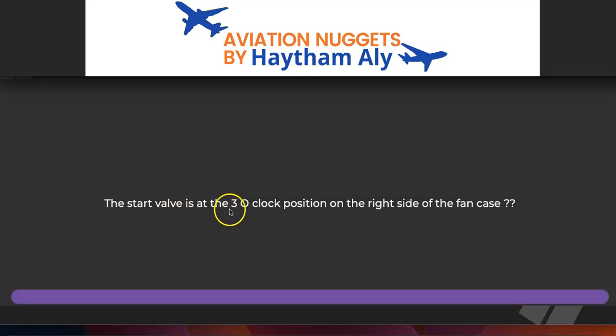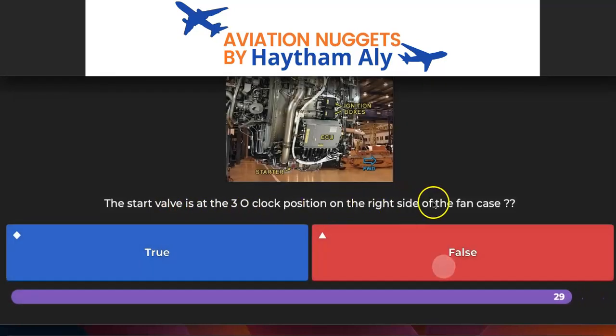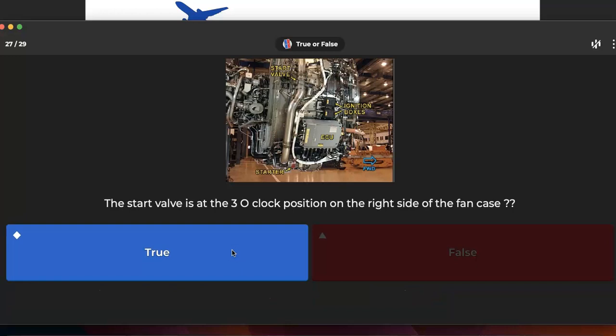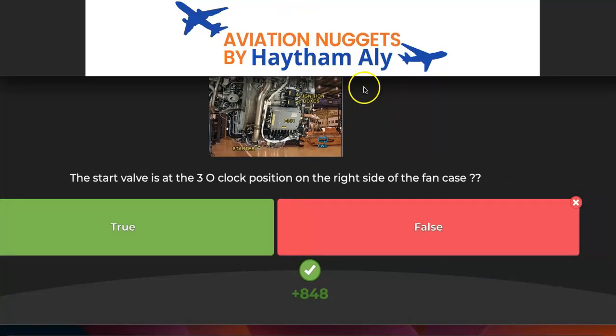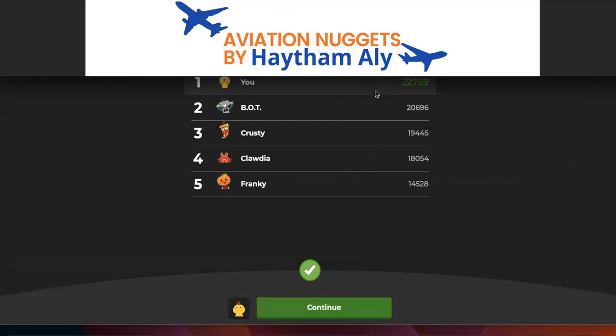The start valve is at the 3 o'clock position on the right side of the fan case. This statement is true, aft looking forward.